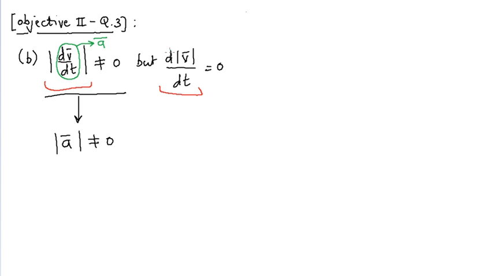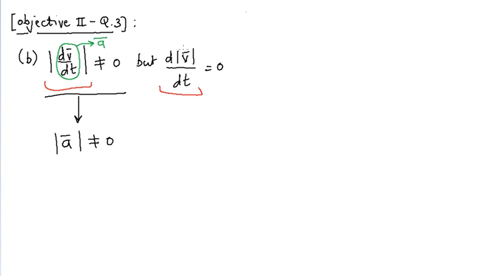On the other hand, this second expression, d mod v bar by dt, looks a bit like the first expression, but with a major difference: the mod sign has been brought inside. It's not outside, but it's inside. It covers v bar. So as usual, we have to start analyzing this expression by starting from the innermost thing.